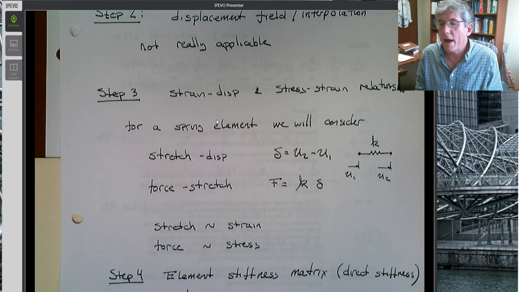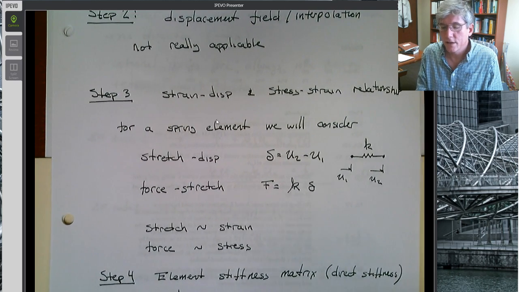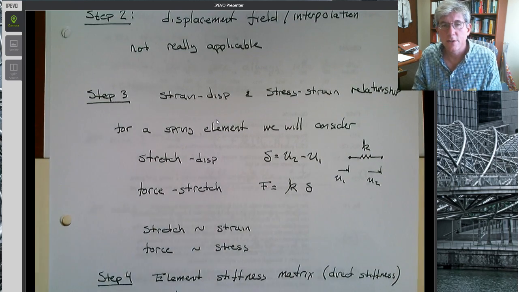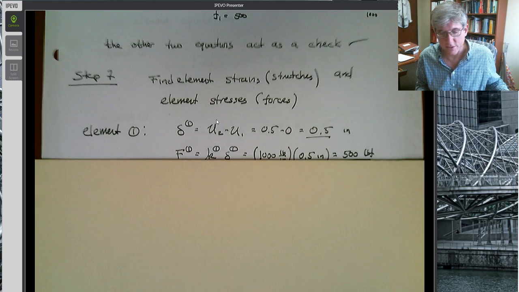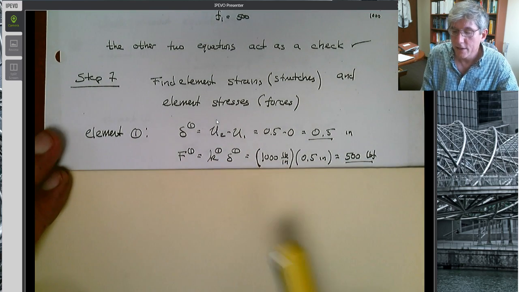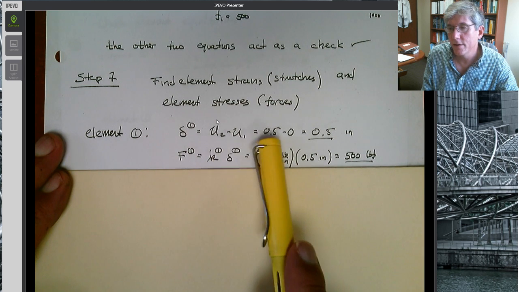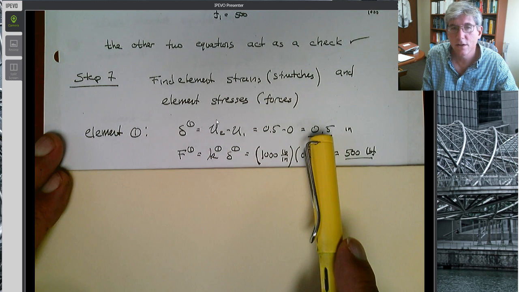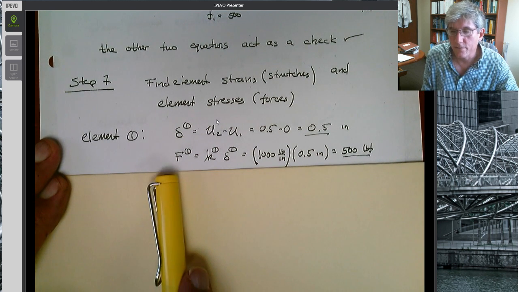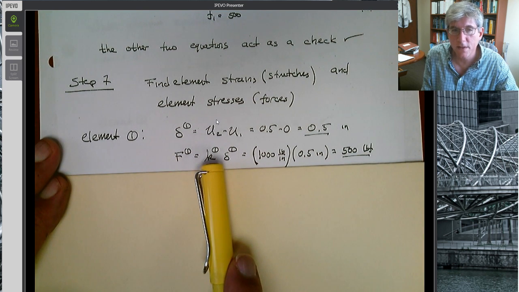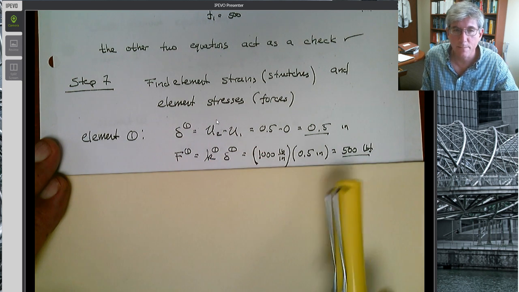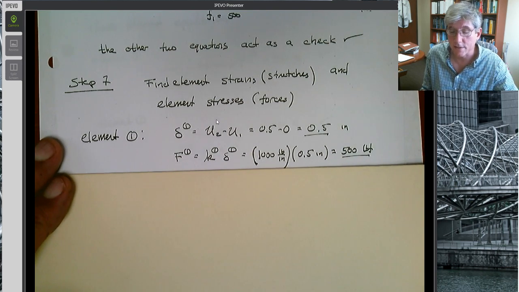Right. We're going to go back to step 3 and use the stretch displacement relationship and the force stretch relationship to get the element stretches and forces. For the first element, the stretch is just U2 minus U1. U2 is 1/2 of an inch. U1 is 0. So the first element stretches by a positive 1/2 of an inch. The force is the element stiffness, which is 1,000 pounds per inch, times that stretch, the half of an inch. So that's 500 pounds. Again, positive, that means it's tension.